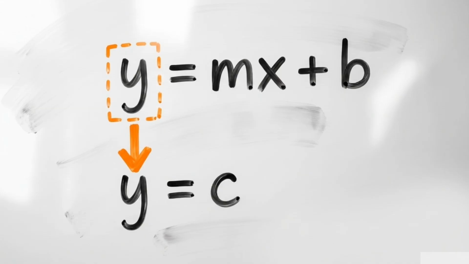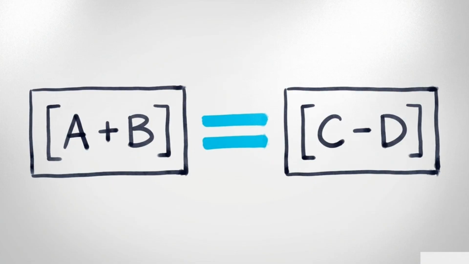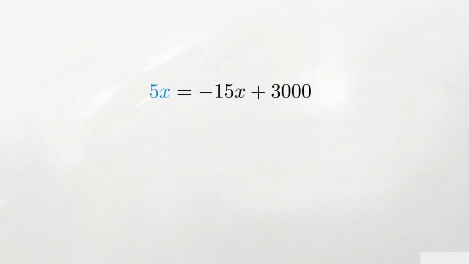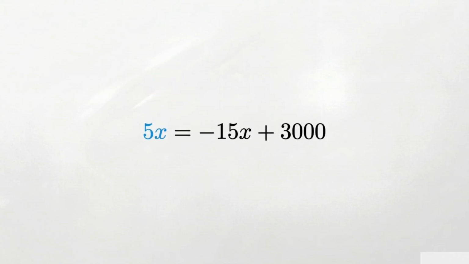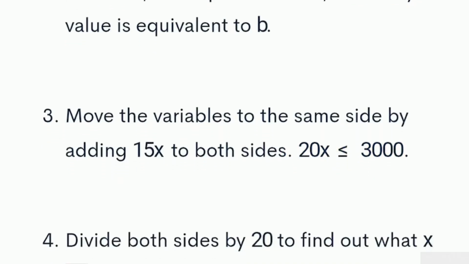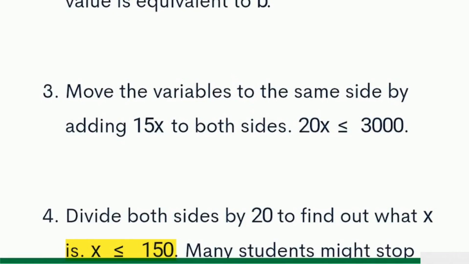To find out exactly where these lines cross without graphing them, we use the substitution method. We simply set the two equations equal to each other. Since both equations are already solved for y, we can take the 5x from the second equation and plug it directly into the y spot of the first equation. That gives us 5x equals negative 15x plus 3,000. Now we do the algebra to isolate x. We add 15x to both sides to group our variables together, leaving us with 20x equals 3,000. Divide both sides by 20, and we find that x equals 150.